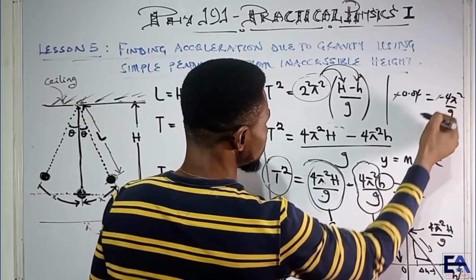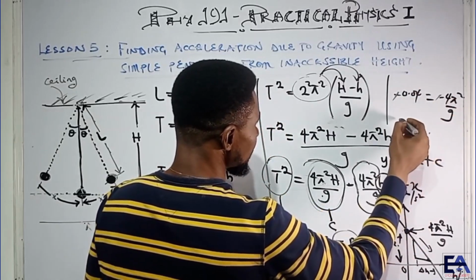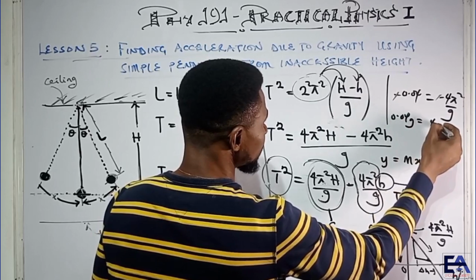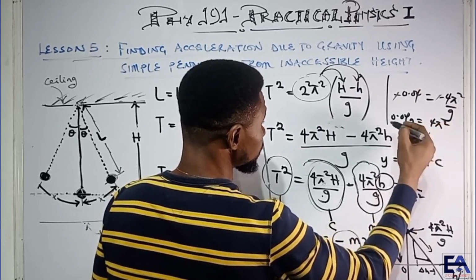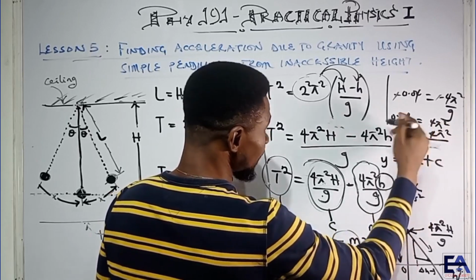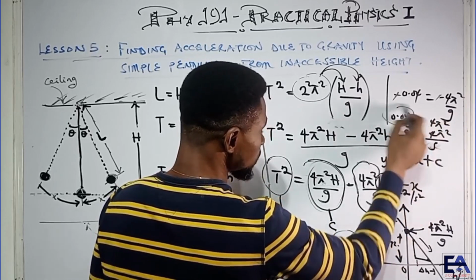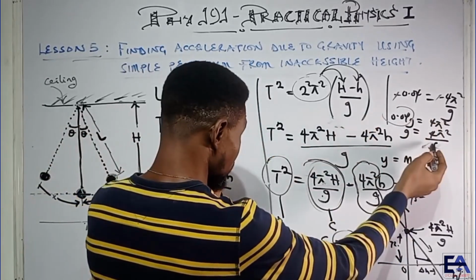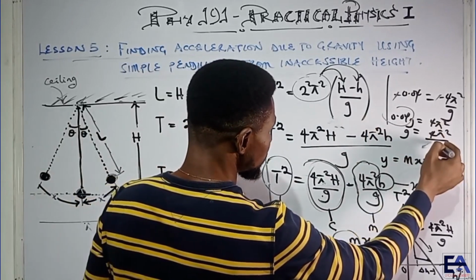Okay, so minus cancels minus, then you cross multiply, which means 0.04 g is equal to 4 pi squared. And so g, acceleration due to gravity, will be equal to 4 pi squared divided by whatever you got as your slope. I'm just using this value because it's what you're most likely going to get anyway. But whatever you get, you put it here, okay?